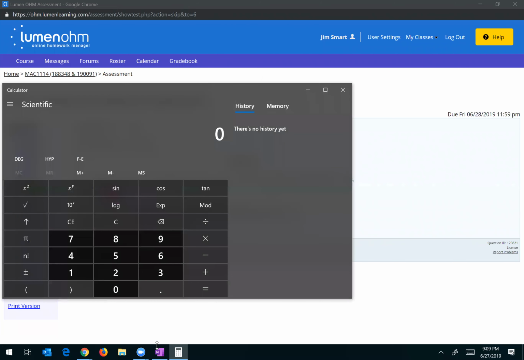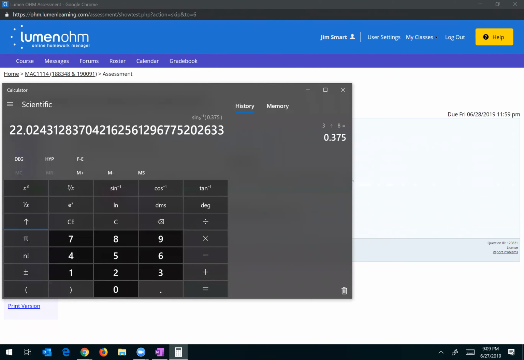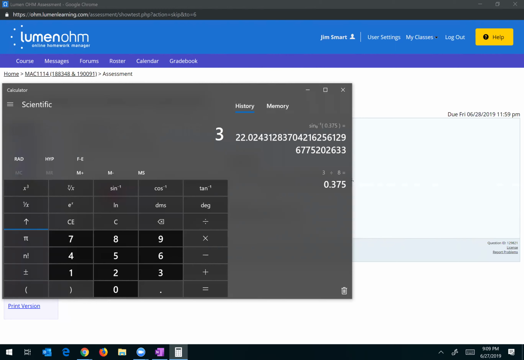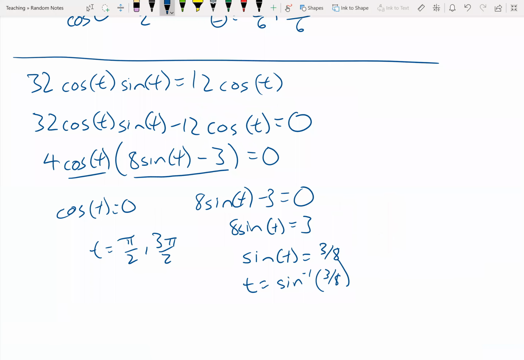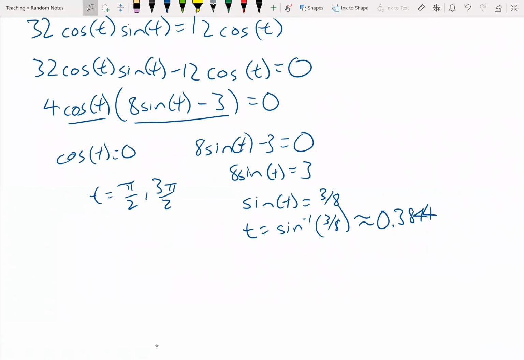All right, so let's see here. If I do 3 divided by 8 equals, and then do sine inverse. Oops, I'm in degree mode, of course. All right, so 3, try again, 3 divided by 8, and then sine inverse. So it's approximately 0.3844. Since this is positive, this is also my reference angle.